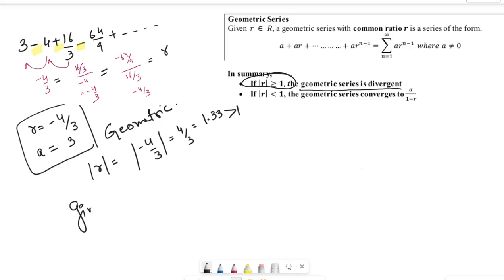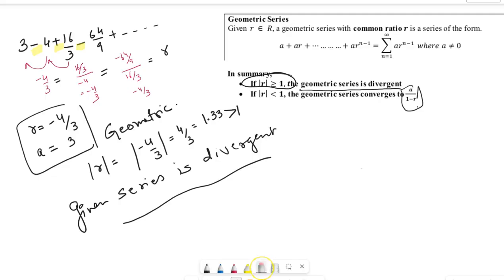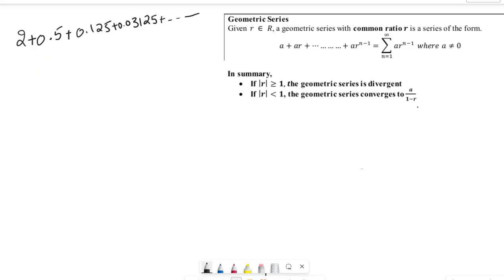So the given series here is divergent. We are not able to find the sum. So don't try and find the sum using the formula a by 1 minus r. I understand that you can still calculate this formula, but that formula is not applicable because the absolute value of r is not less than 1. So don't try to find the sum using that formula. That series is divergent, meaning that you're not able to actually find the sum. The sum doesn't converge to a finite number.